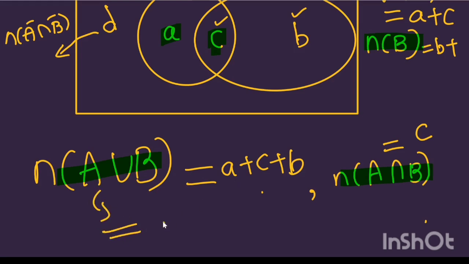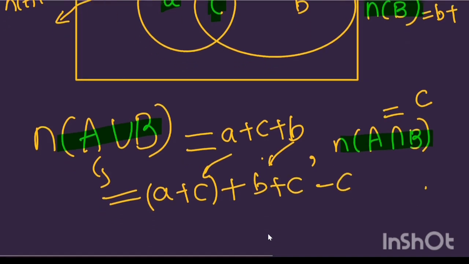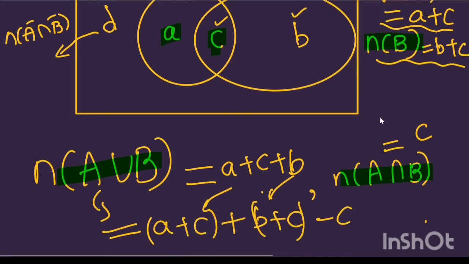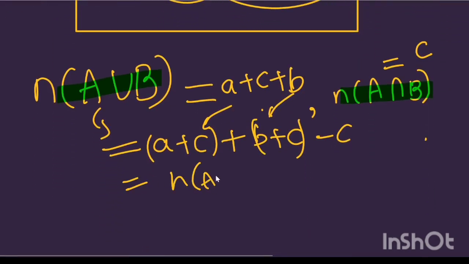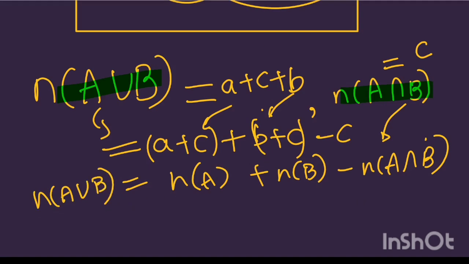Now A union B, let's derive. A plus C plus B, I will write A plus C from here, and B I will write, and I will add and subtract C. So B plus C is, we know, NB. And NA is A plus C. So A plus C will be replaced by NA. B plus C we will replace by NB minus C, which is A intersection B. So we derive N of A union B, a result which is quite frequently used. N of A union B is NA plus NB minus N of A intersection B.